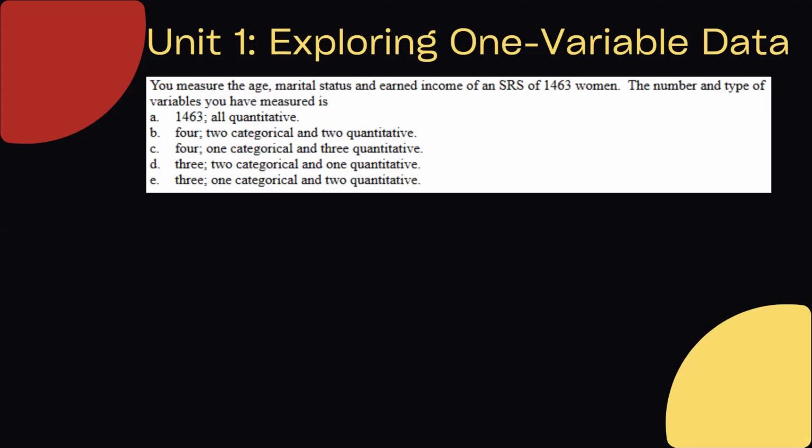So up first here, you measure the age, marital status, and earned income of a simple random sample of 1,463 women. The number and type of variables you have measured is, notice here we are measuring age, marital status, and earned income. Those are the three variables involved. So A, B, and C are eliminated. Two of those are quantitative and one is categorical. So their age would be quantitative and their earned income would be quantitative. Their marital status is a category, so that would be choice E here.